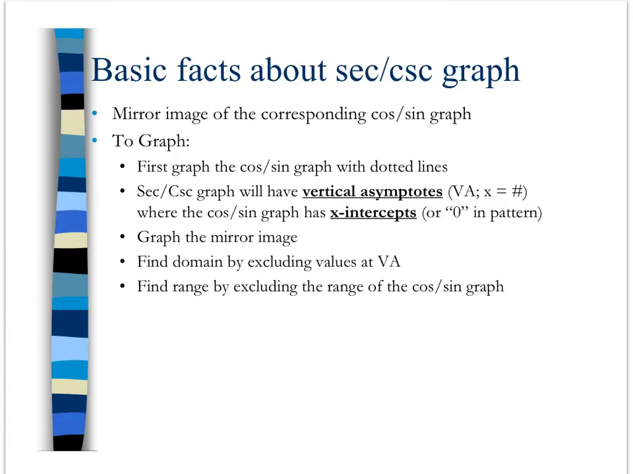Now for graphing secant and cosecant graphs, we're basically going to graph the corresponding sine or cosine, and then it's kind of going to look like a mirror image graph. We will have vertical asymptotes where we would have had x-intercepts, and the domain is going to be everything except the vertical asymptotes, and the range is going to be everything except the range of the cosine and sine graph.